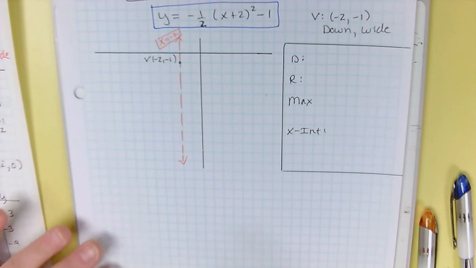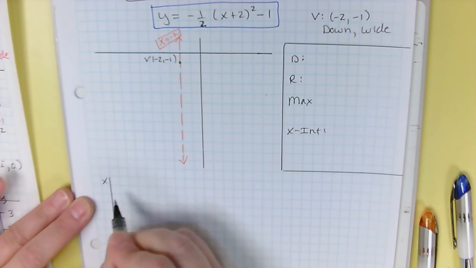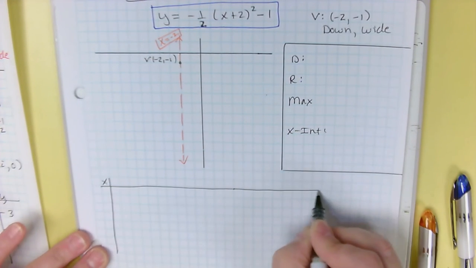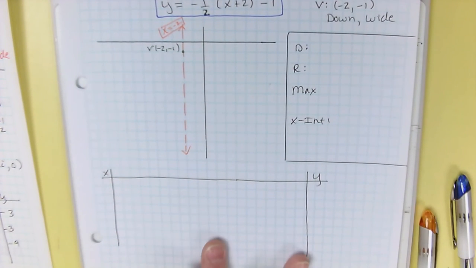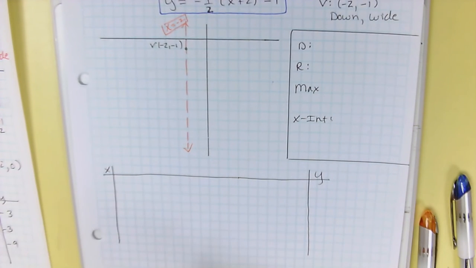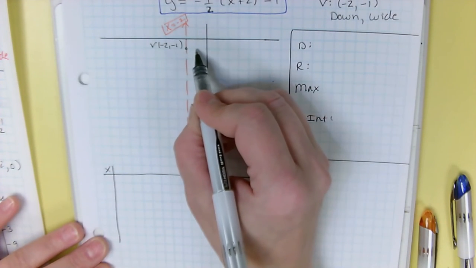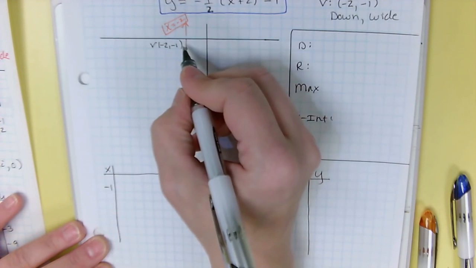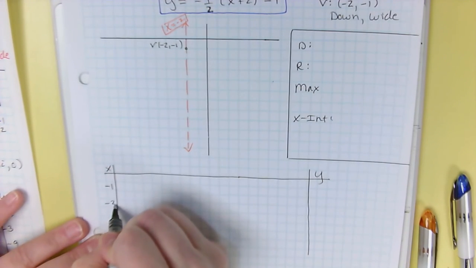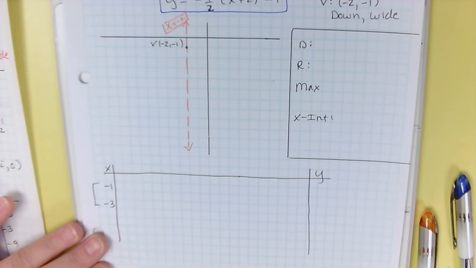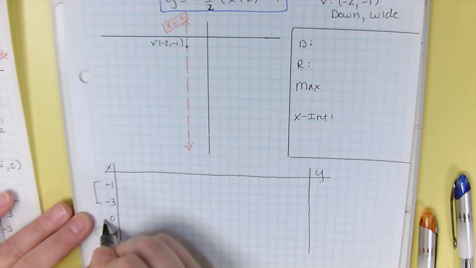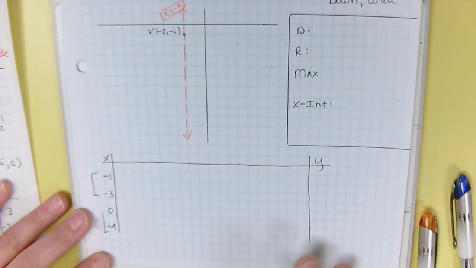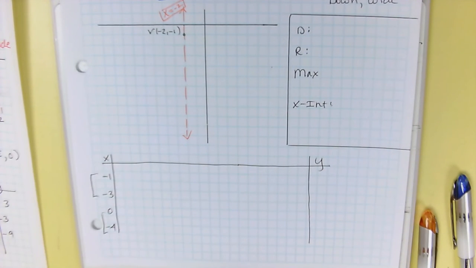Okay. So we need a couple points. We already know that our x-intercepts are not going to give us any bonus points because it's going to be imaginary. We still have to find it, but it's not going to help us get points. Okay, so when you pick your x's, pick them mirrored. So 1 to the right is -1. 1 to the left is -3. Those two should have the same y. 2 to the right is 0. 2 to the left is -4. Those should also have the same y value. So we're going to sub these in and hope we get whole numbers.